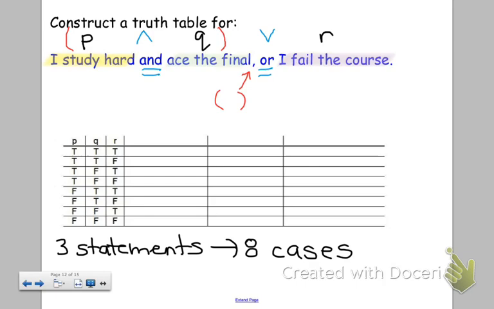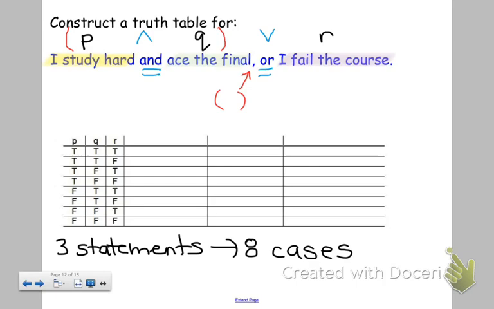So when we have P, Q, and R, we're going to have the following combinations, row by row: true, true, true; true, true, false; true, false, true; true, false, false; false, true, true; false, true, false; false, false, true; and false, false, false. Now I don't expect you to memorize those 8 cases. You do need to know the 4 cases, but anytime you have a truth table with 8 cases, I'll give you those combinations.